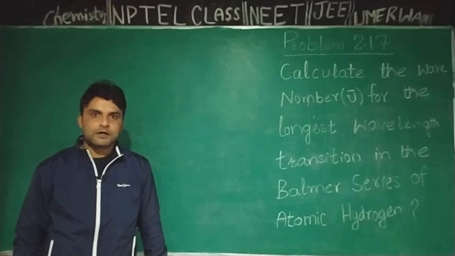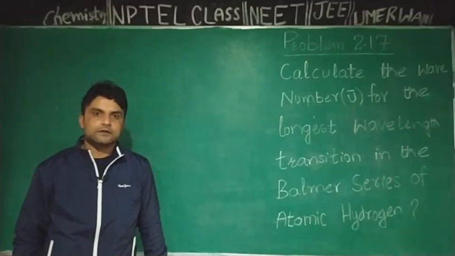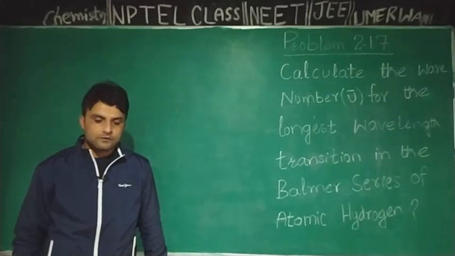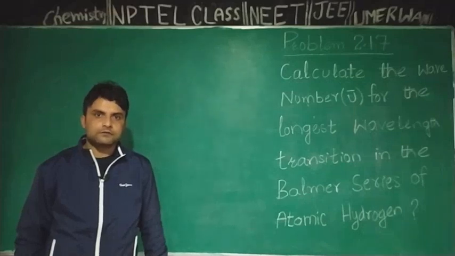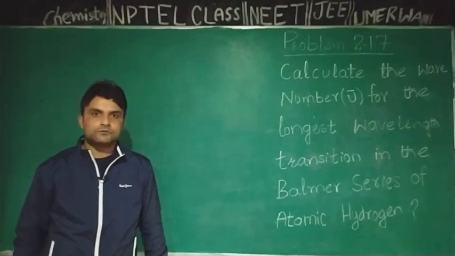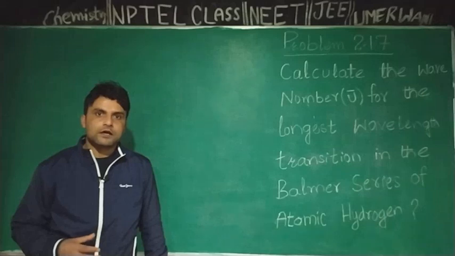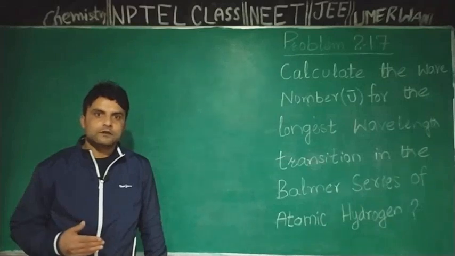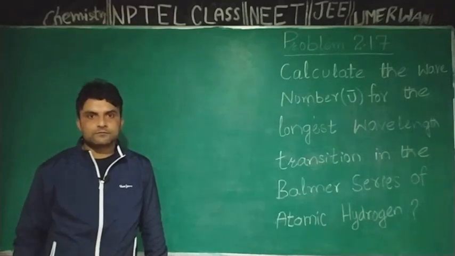Imagine we have a sample of hydrogen in a discharge tube at low pressure and high voltage. What happens under these conditions? Hydrogen atoms will be present in excited state. So, in this discharge tube, we now have hydrogen atoms present in the sample in their excited states.